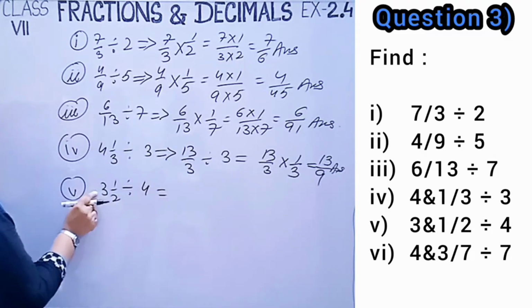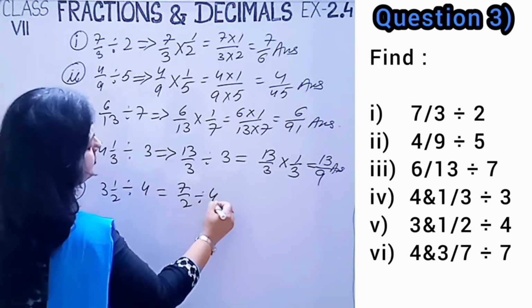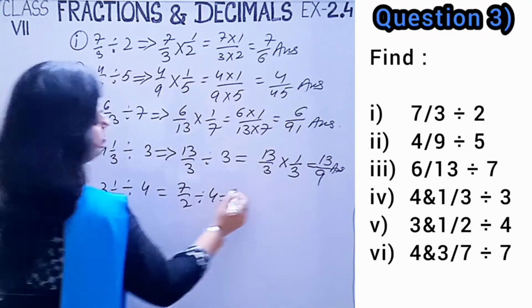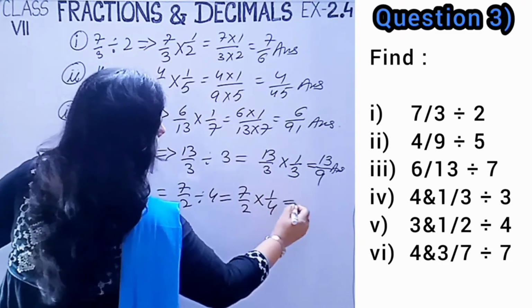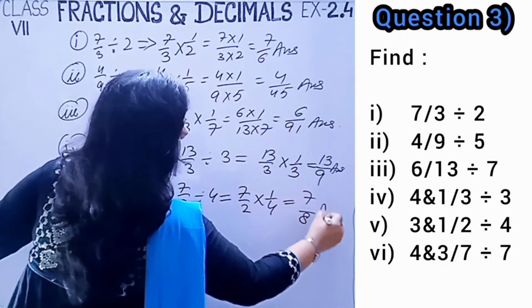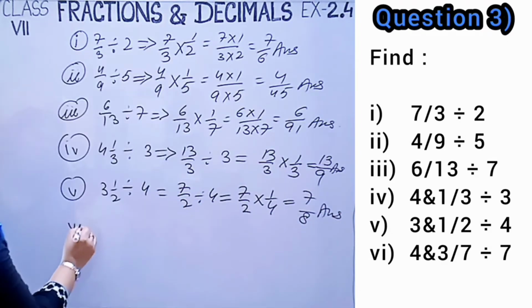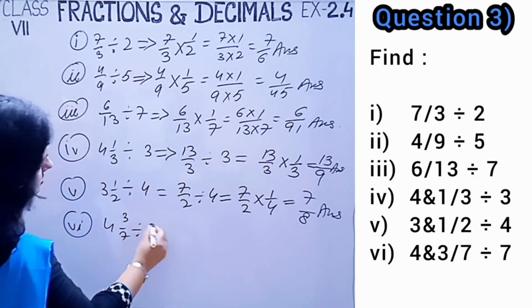Fifth part, 3 and 1 by 2 divided by 4. So 2 3s are 6, 6 and 1, 7. 7 upon 2 divided by 4. The next step is 7 by 2 multiply 1 by 4. So 7 ones are 7 and 2 4s are 8. Answer.